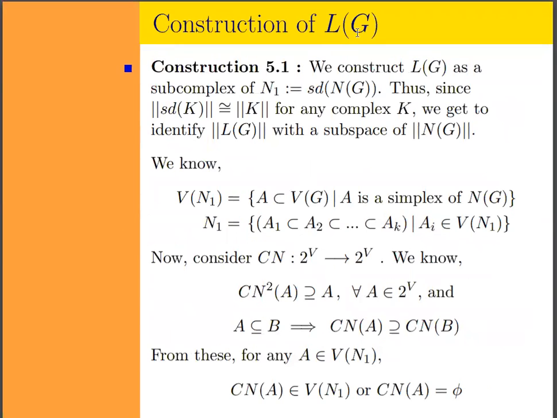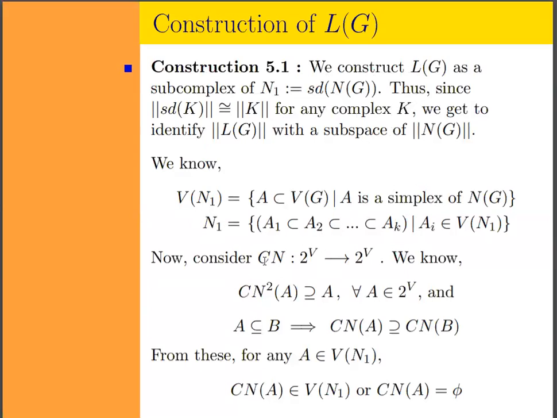Now we proceed to the construction of L of G that we mentioned in the previous section. We construct L of G as a subcomplex of the subdivision of N of G, which we denote by N1. Since the geometric realization of the subdivision is homeomorphic to that of N of G, we get that L of G can be represented as a subspace of N of G. Remember that V of N1 is the simplices of N of G, and the simplices of N1 are the chains in these simplices.